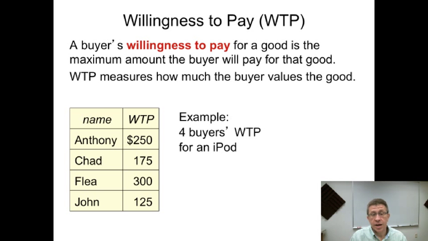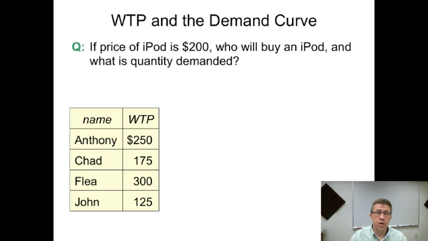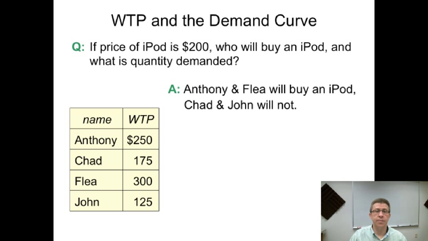Well, let's look at four buyers' willingness to pay for an iPod, right? We've got a range from $125 to $300. Well, these willingness to pays would translate into a demand curve. The overall question we want to look at: if the price is $200, who will buy an iPod? And what is the quantity demanded?